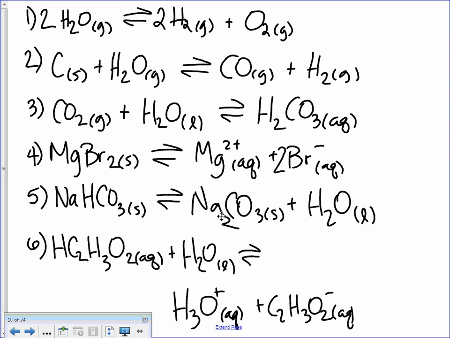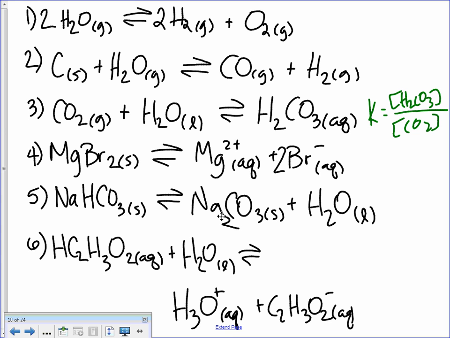Okay, guys, tell me what you got for 3 here. K is equal to the concentration of... what's the name of that? Carbonic acid, so H2CO3. Remember, it's products over reactants, not reactants over products. Over what? Concentration of CO2. Why not water? Right, it's a pure liquid, so do not include it.